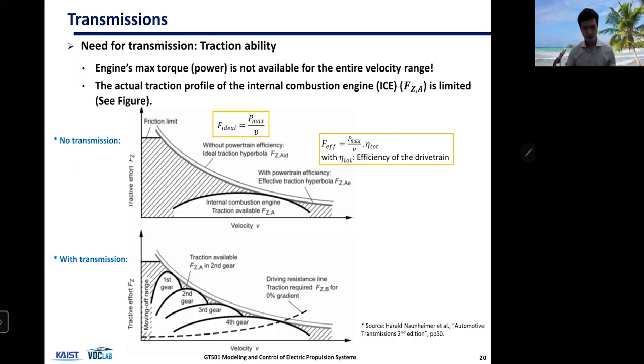But if you use such a gear ratio, then as you can see, your maximum torque line becomes quite low, limited, and so you cannot really accelerate fast over the wide range of vehicle speed. By the way, this plot is showing tractive force, Y, with respect to vehicle speed, velocity.